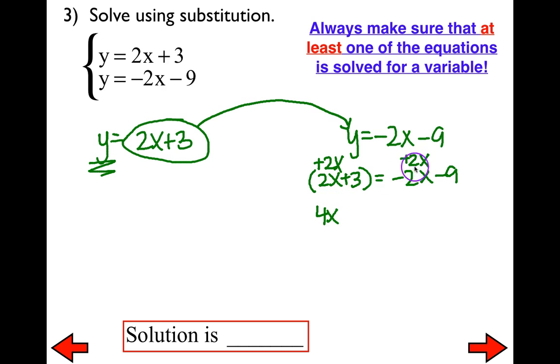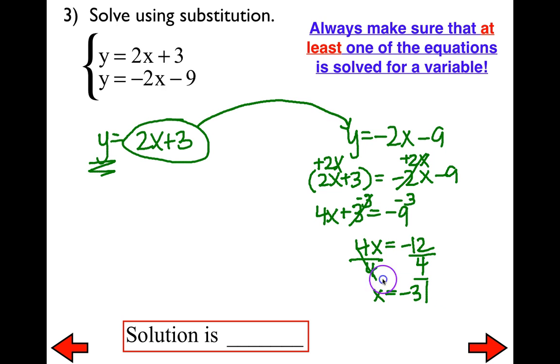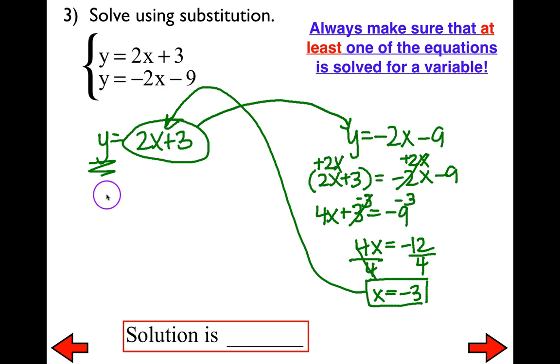Some students may have the tendency to make a mistake on this step and somehow get 0x, so just be very careful. So here we have 4x plus 3 equals, this goes away, negative 9. So you're going to subtract 3 from both sides to get rid of that constant, leaving me with 4x equals negative 12. Last step, get rid of your coefficient by dividing, and x equals negative 3. But we're not done. We're going to take this value and substitute it back in for x. So we have y equals 2 times negative 3 plus 3.